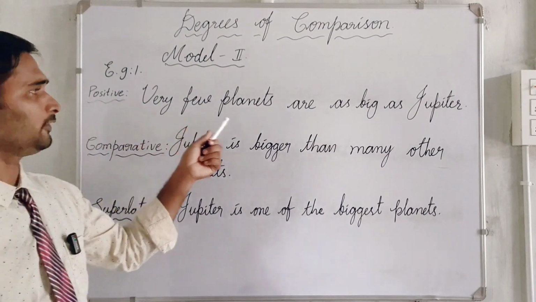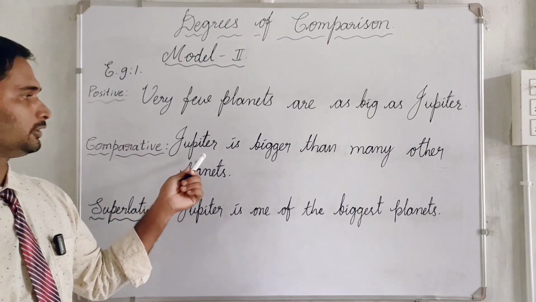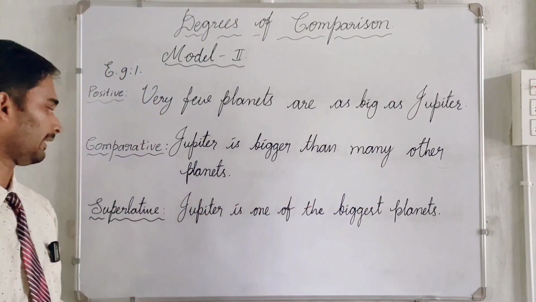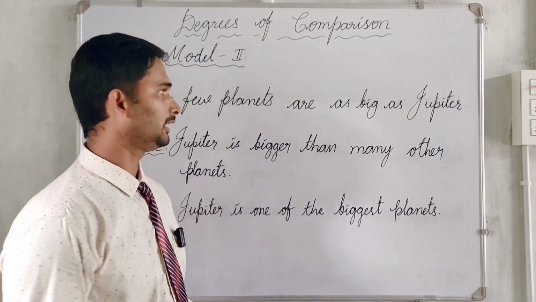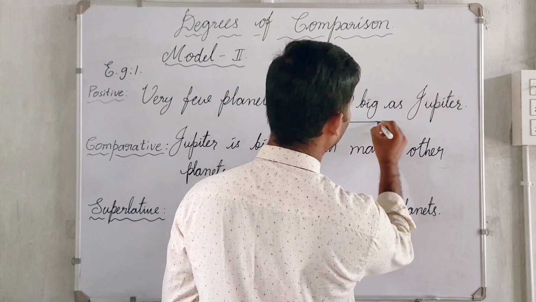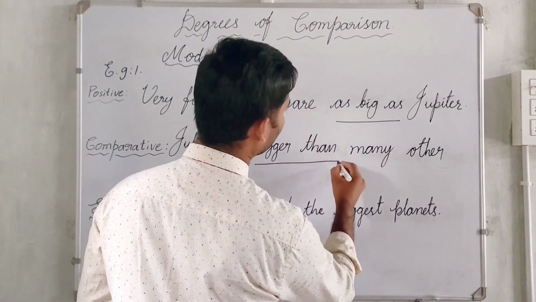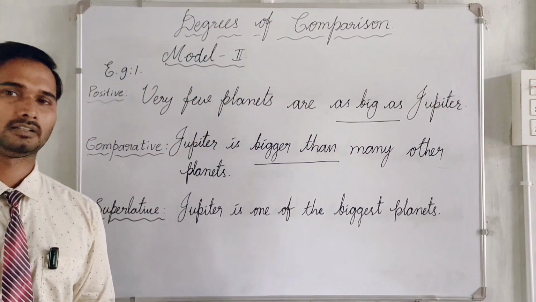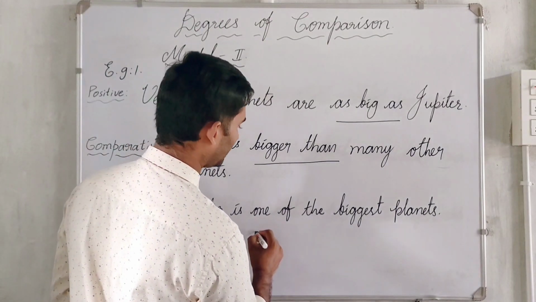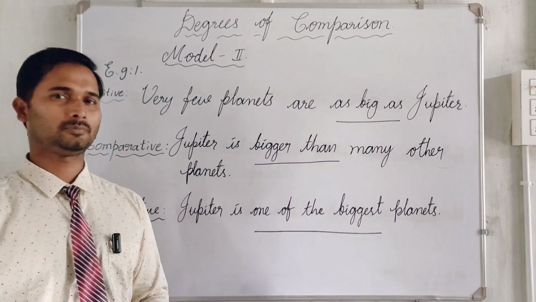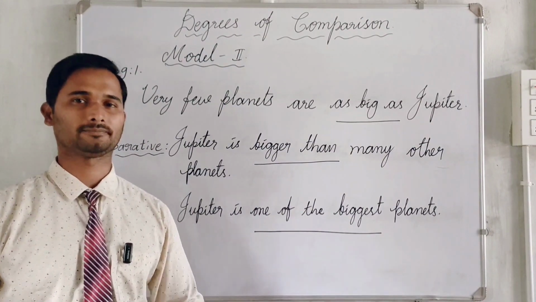Example 1. Very few planets are as big as Jupiter. Comparative form. Jupiter is bigger than many other planets. Superlative form. Jupiter is one of the biggest planets. Here we have as big as. No comparison is made. Here is bigger than many other, comparison made with other planets. And one of the biggest planets. It is the superlative degree of big, and there are many big planets and it is one of them.